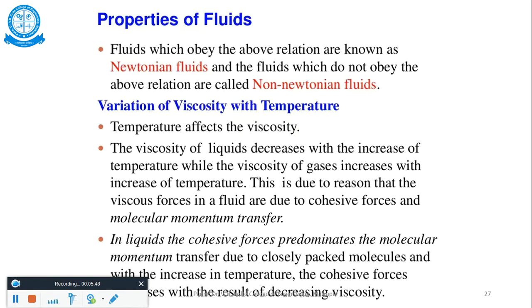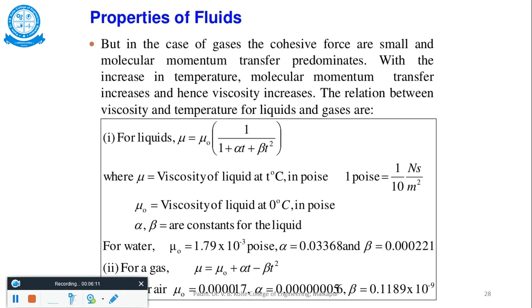This is due to the reason that the viscous forces in the fluid are due to cohesive forces and molecular momentum transfer. In liquids, cohesive forces dominate the molecular momentum transfer because of closely packed molecules, and with increasing temperature, cohesive forces decrease, with the result of decreasing viscosity. And these are some mathematical relations for the variation of viscosity with temperature.